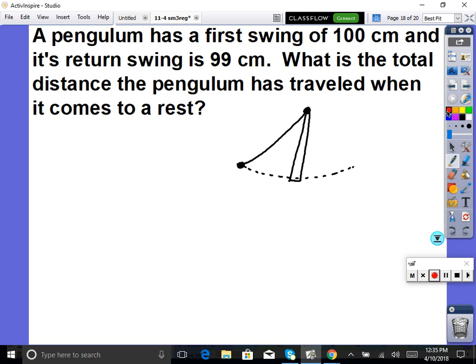So look at this. A pendulum, this is not the same as yours, but very similar. A pendulum has a first swing of 100 centimeters. So from here to here is 100. The next swing is 99 centimeters. So the second time it only goes to here. Does everybody see roughly 99 centimeters? True? So if I was to lay this out, I'd put 100 first, then 99, wouldn't I?